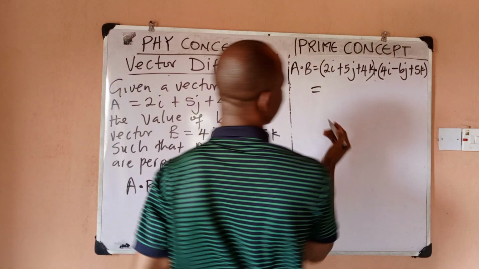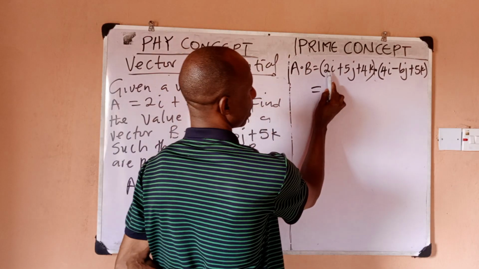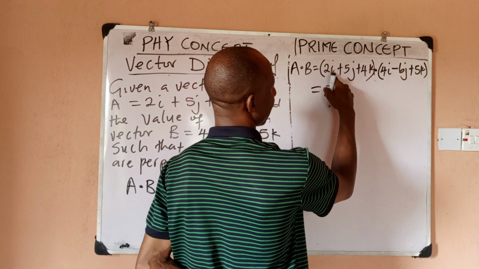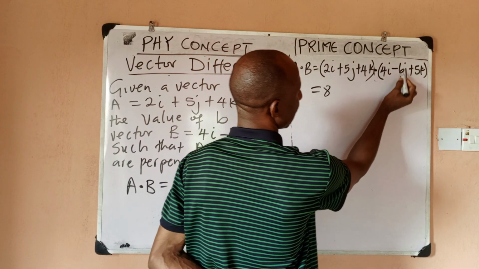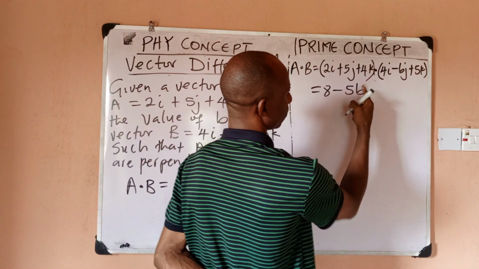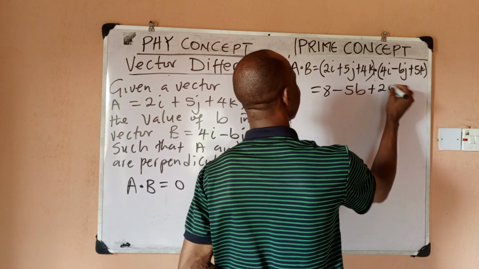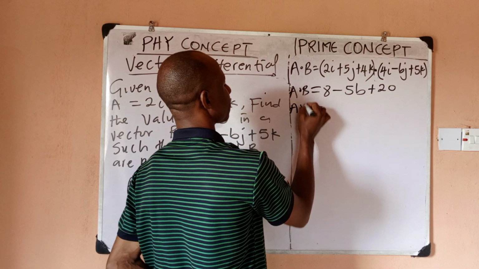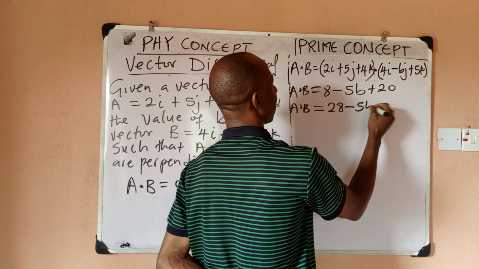So I want to find their dot product. Remember, for dot product, you multiply only those ones in the same direction. So I'll just say 2 times 4 will give me what? 8. Remember, i times i is 1. So I have just 8. I'll do the same thing. 5 times minus b to give me minus 5b. Remember, j dot j is 1, so I don't have to write j again. So 4 times 5 is what? 20. So what I've just gotten is my A dot B. So let's quickly add it up. So I have 8 plus 20 is 28 minus 5b.